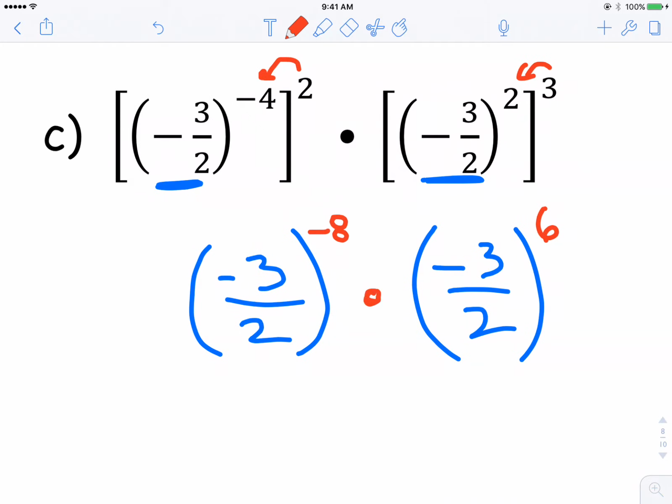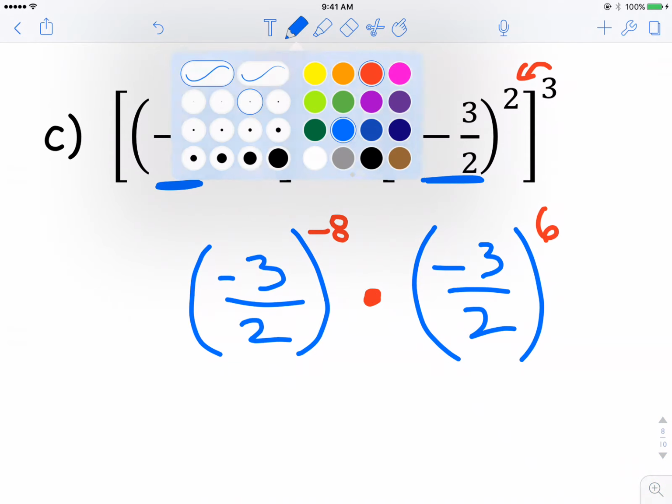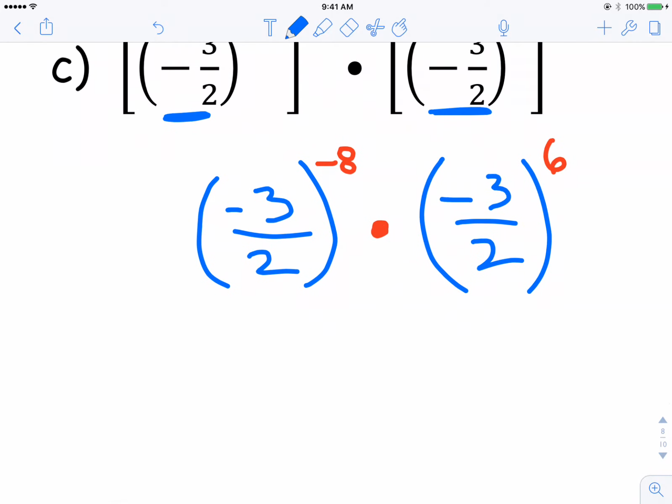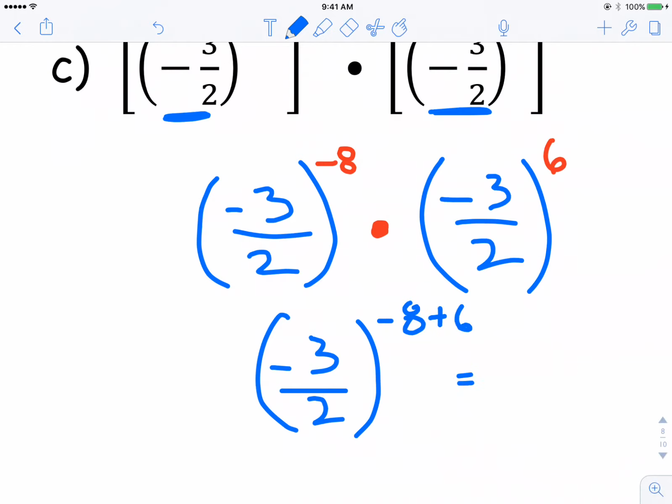Now I have these two things being the same base. My base is not going to change, negative 3 over 2, all raised to the power. If I'm multiplying the same base, I'm going to add those exponents together. Negative 8 plus 6, which is negative 3 over 2 to the power of negative 2.